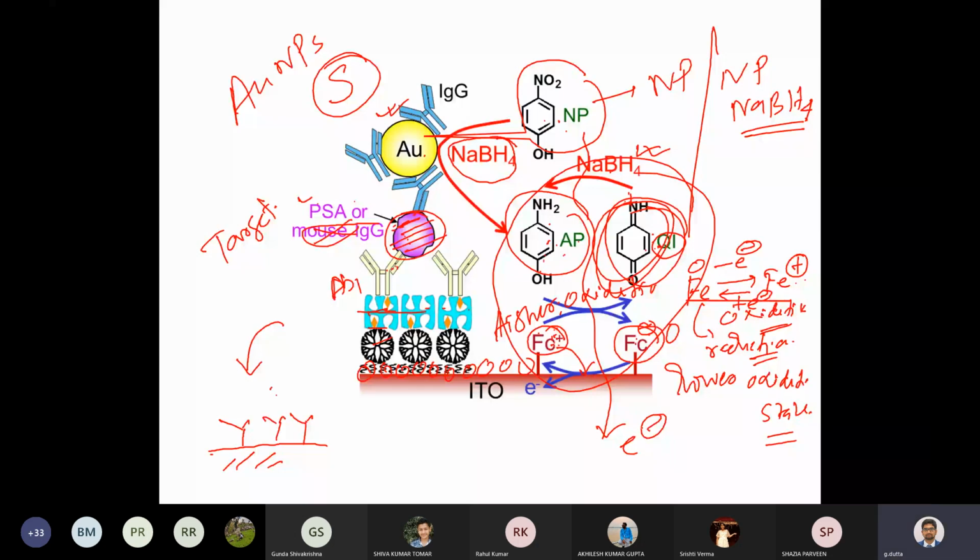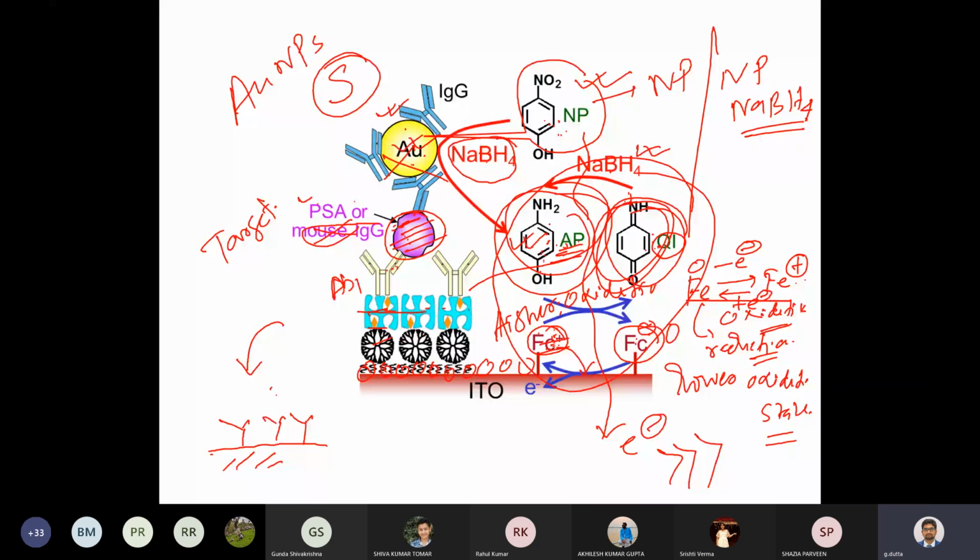Okay, so if your surface contains only nitrophenol and there is no gold nanoparticle, you can see here aminophenol can react with the Fc plus, not nitrophenol. Nitrophenol and sodium borohydride can react and form the aminophenol, AP, if there is gold nanoparticle present, right? So if there is no gold nanoparticle, then there is no aminophenol. And if there is no aminophenol, then Fc plus cannot be converted to Fc0.